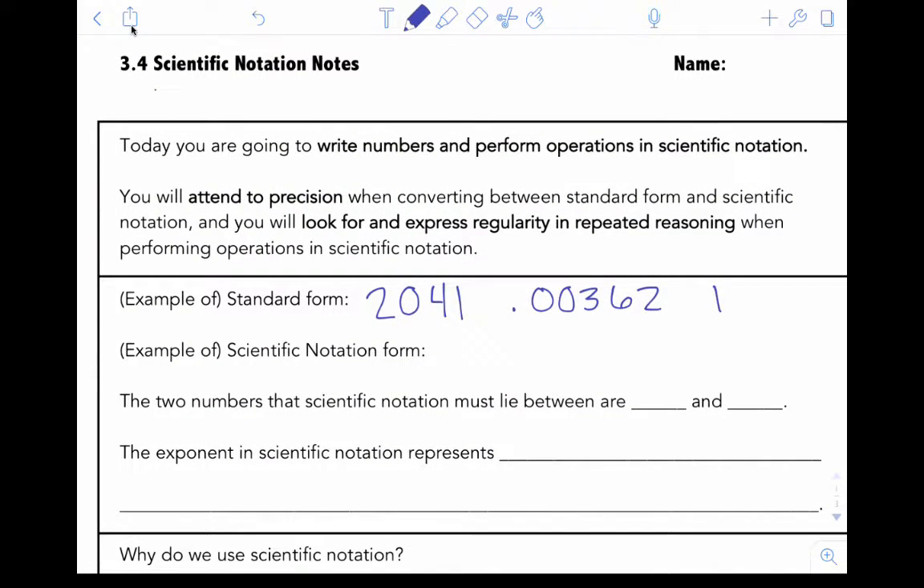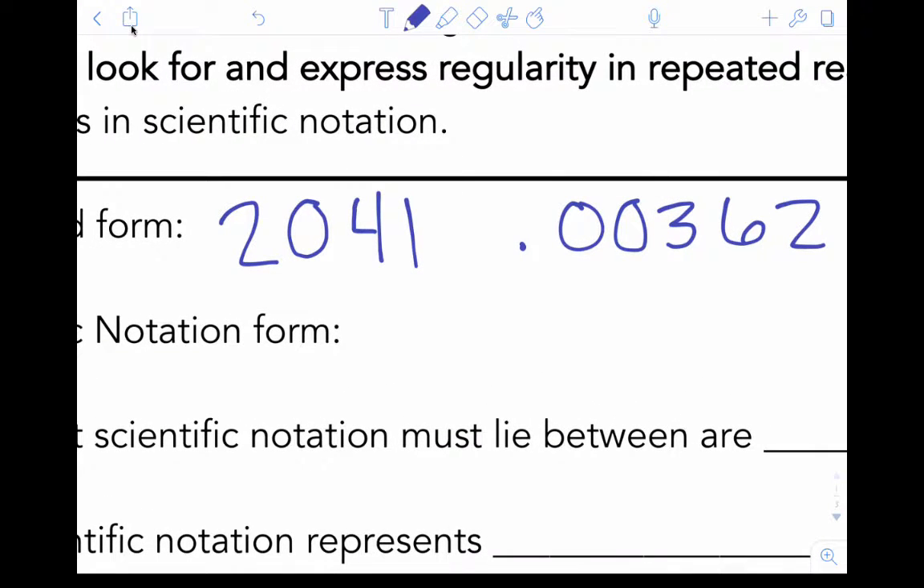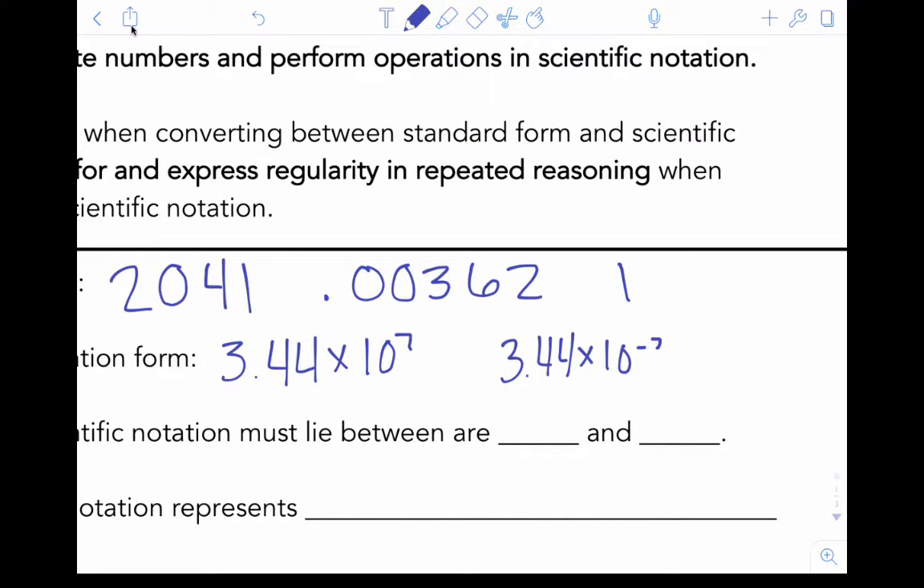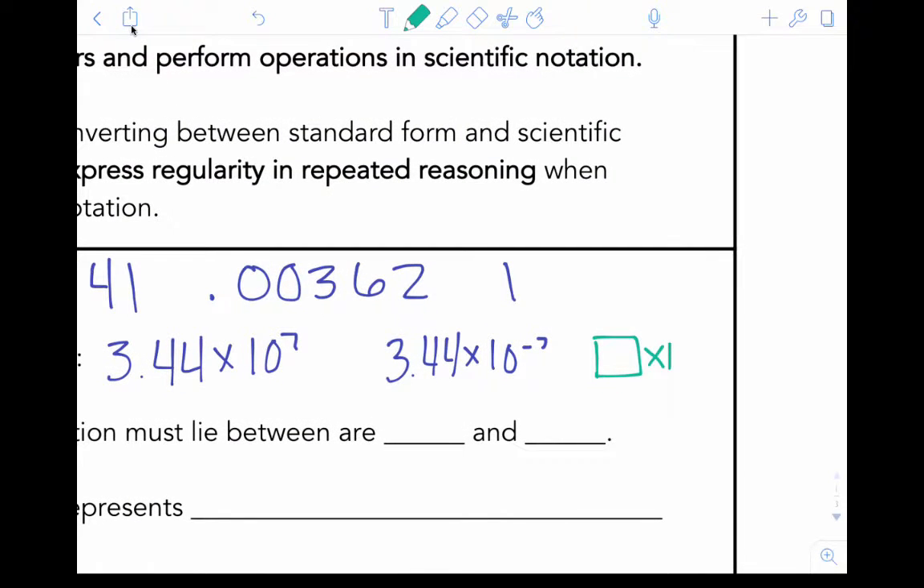An example of a number in scientific notation would be 3.44 times 10 to the 7th. Or it could be something like 3.44 times 10 to the negative 7th. But they both have that same structure. They're both going to have a number times 10 to an exponent. So the number in front, the coefficient, will change and the exponent will change, but it'll always be multiplied to a power of 10.